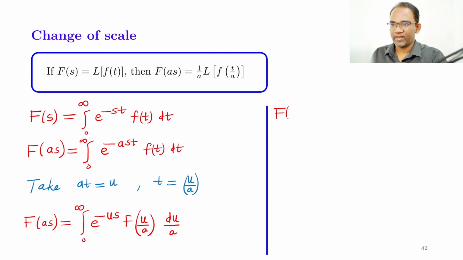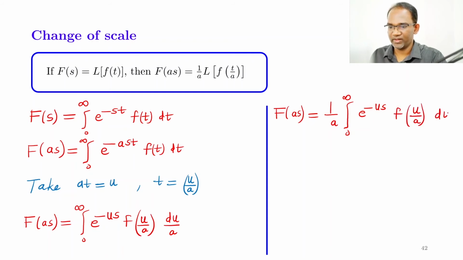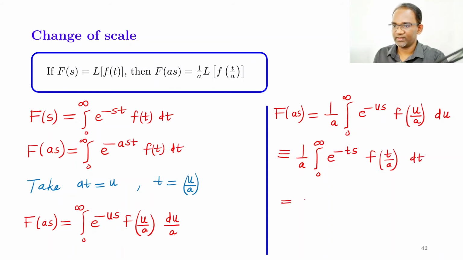And F of as is equal to 1 over a integral 0 to infinity e raised to minus us, f of u over a, then du. This is nothing but 1 over a integral 0 to infinity, or rather this can be written as e raised to minus ts f of t over a, then dt, which is the result. That is 1 over a Laplace transform of f of t over a.